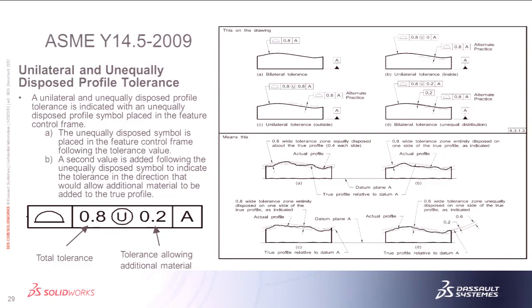The next one is unilateral or unequally disposed profile tolerances. It's indicated with an unequally disposed profile tolerance placed in the feature control frame, and it's telling you how much additional material is to be added to the true profile.